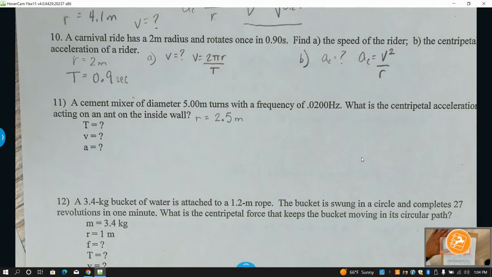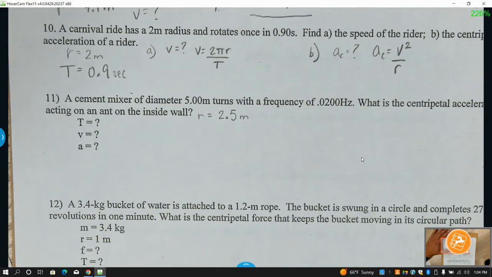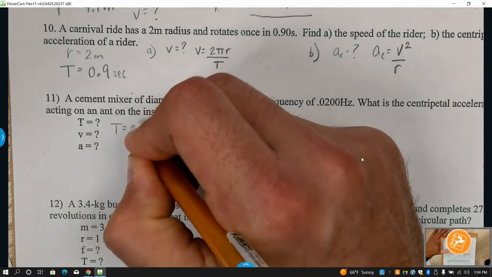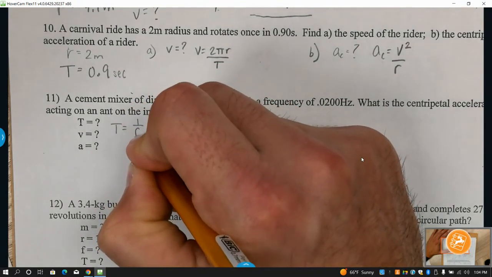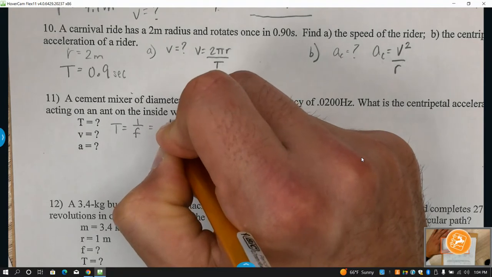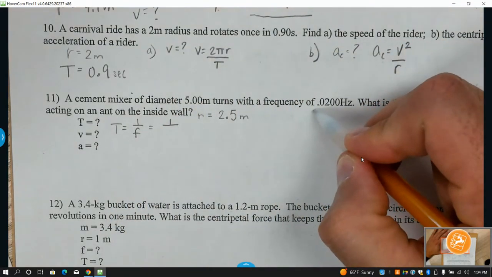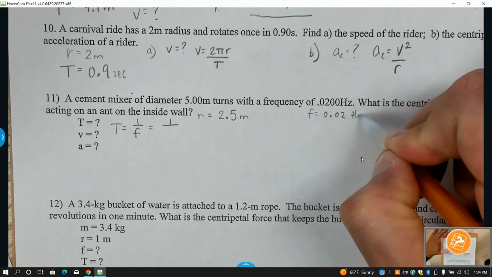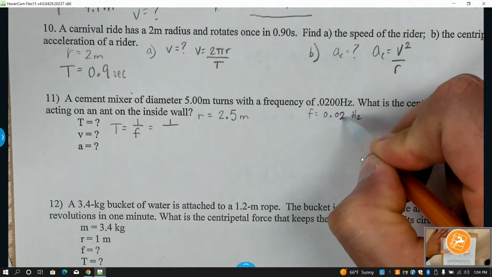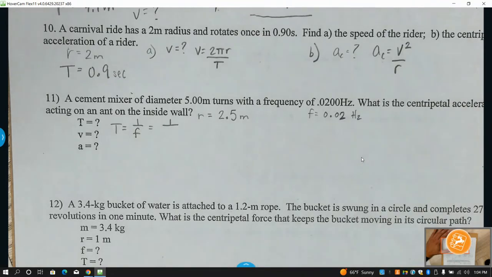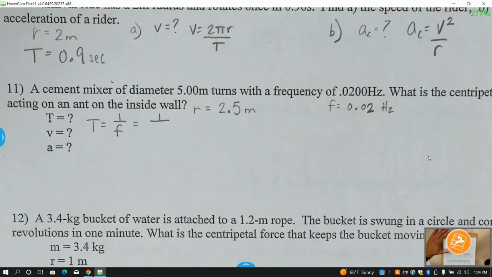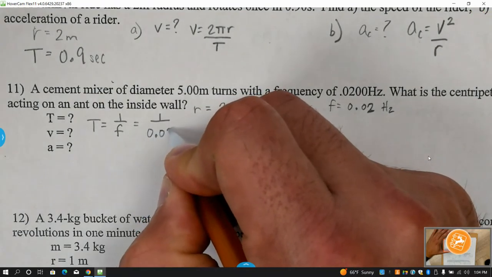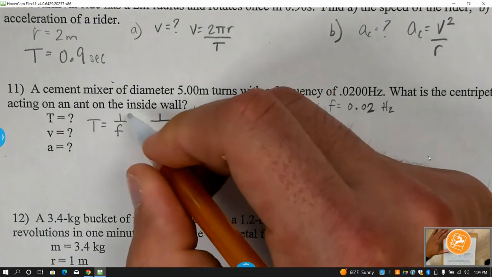How can I find the period with frequency? So T is equal to 1 divided by f. This is f, 0.02 hertz. So if I do 1 divided by 0.02, that will give me the period.